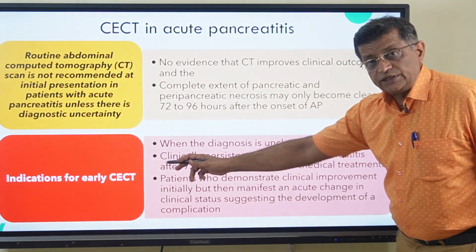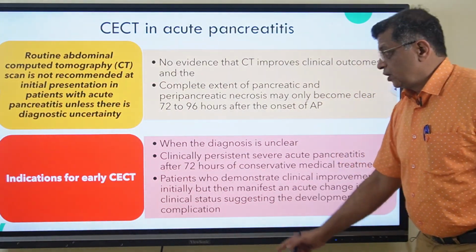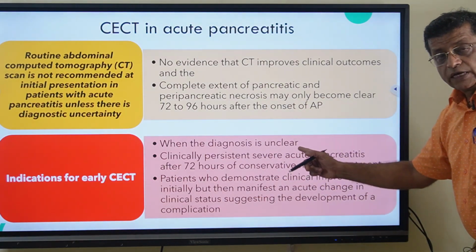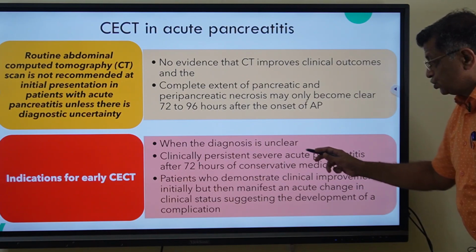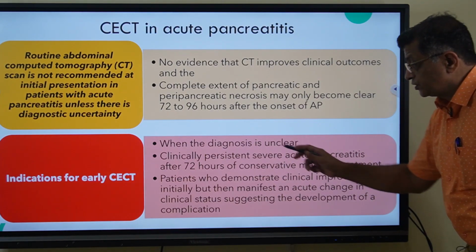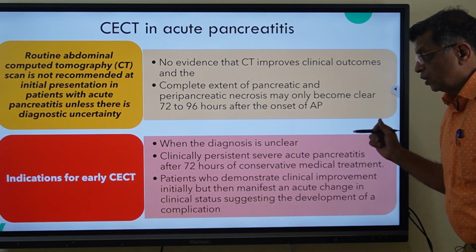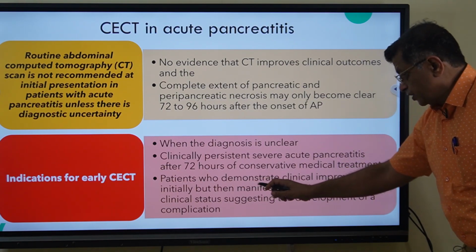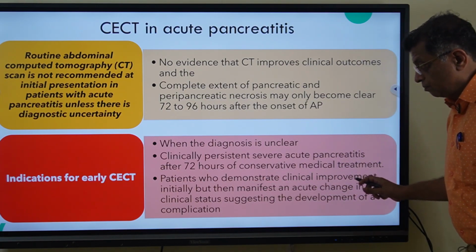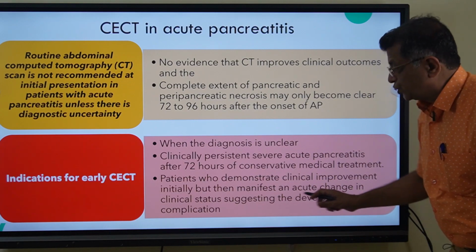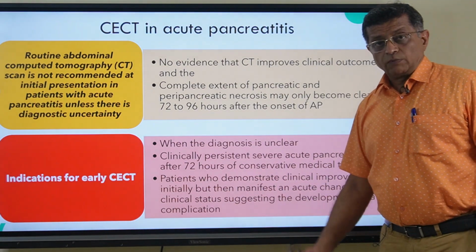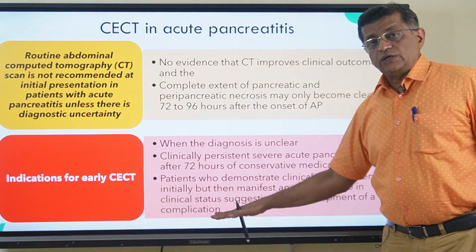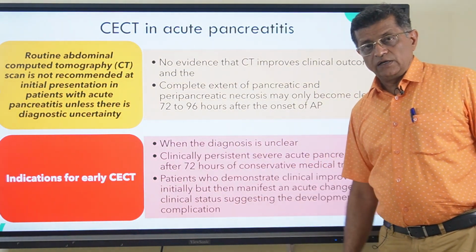So when do we get a CT scan done at presentation? When there is diagnostic uncertainty, or if there is clinically persistent severe acute pancreatitis after 72 hours of conservative treatment, or in patients who demonstrate initial clinical improvement but then manifest an acute change in clinical status suggesting that the patient has developed some other problem. So if any of these are present, then you can get a CT scan done immediately.